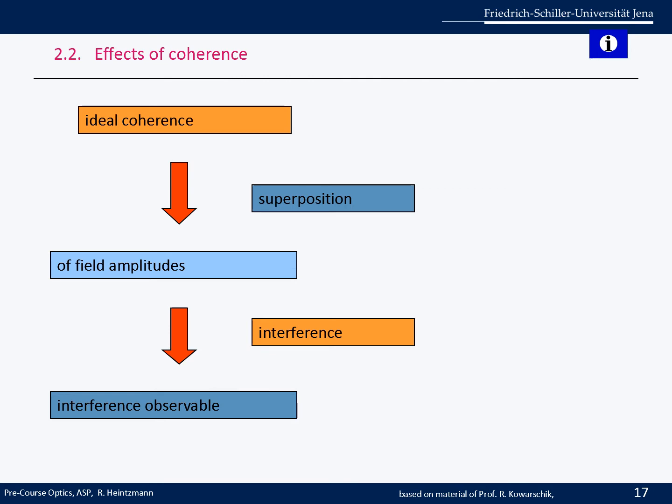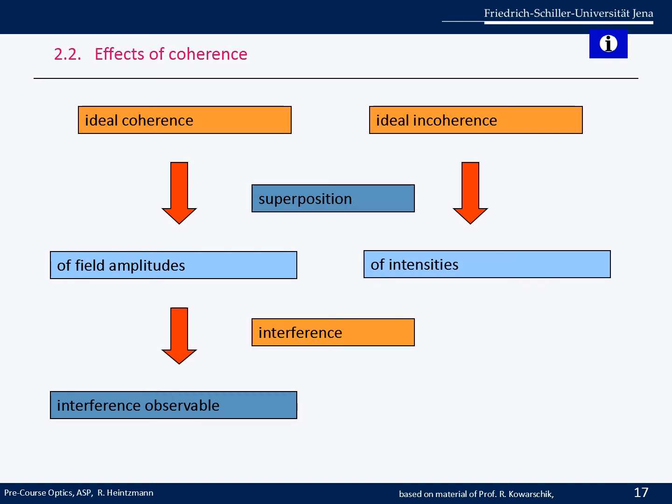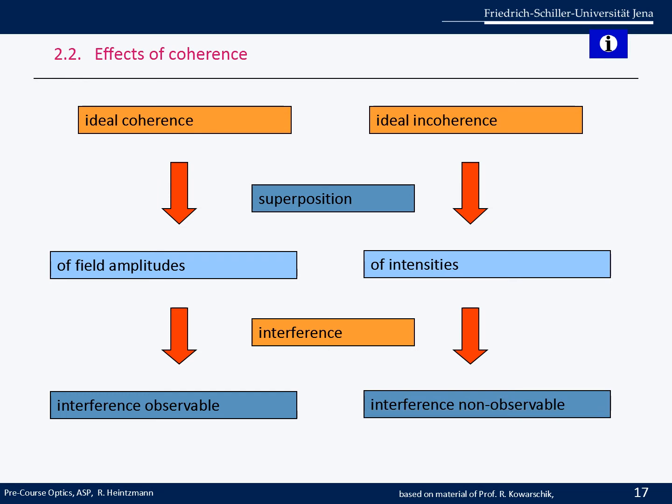However, if you are not coherent, for example under ideal incoherence, and that's mostly what we see in our everyday lives, then we don't observe that. What you do is you superimpose the intensities, and that's what you then observe. So no interference is observable, and that's what you know from everyday life. If you switch on the light in your room and you switch on another light source in the room, it never gets darker, it just gets double as bright.